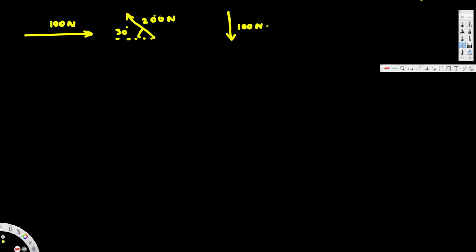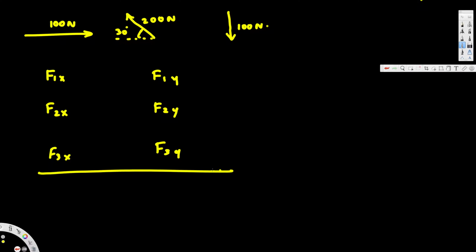Okay, now to find out the resultant vector, first we have to write our xy components. Since we have three vectors, we can write f1x, f1y, and f2x, f2y, and f3x, f3y, and we are going to add them together. We are going to find out Fx and Fy. Okay, now let's look at the first one.